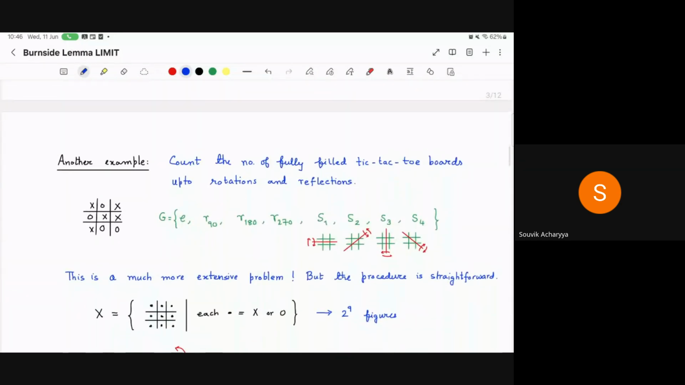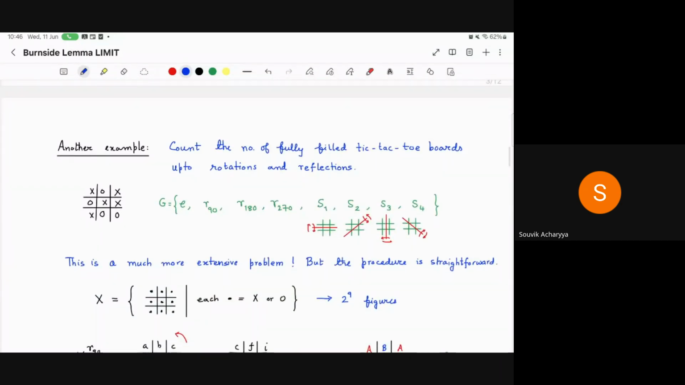So, well, we had our fun with our first example. Let's look at another one. This one is slightly bigger, so it's harder to compute by hand. We wish to count the number of fully filled tic-tac-toe boards, katakuti boards, up to rotations and reflections. So a fully filled board looks like this. It has 5 X's and 4 O's, knots and crosses. And we don't care who won or who lost. We just want to fill up the board.